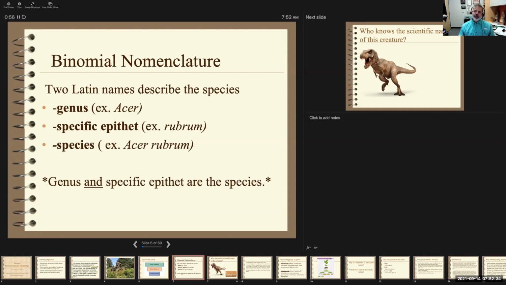The specific epithet is the second part of that scientific name. And so if you put that top one together, the genus and the specific epithet come together to make the species, which would be Acer rubrum. And so the genus and the specific epithet together make up the species.